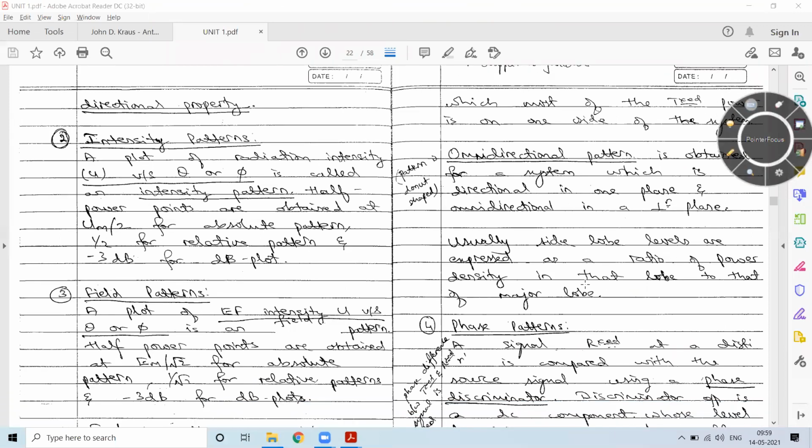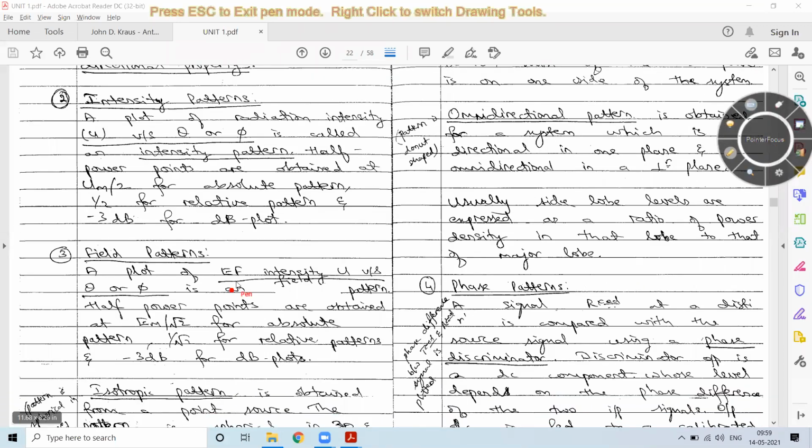Next you have the field pattern. The field pattern is nothing but a plot of electric field versus theta or phi. This gives you the absolute field pattern. Now, if you plot E divided by EM with respect to theta and phi, you get the normalized field pattern, also termed the relative field pattern. And lastly, if you take the log, that is 20 log of this, you will get the field pattern in terms of dB.